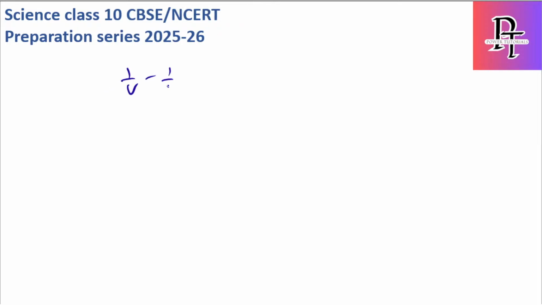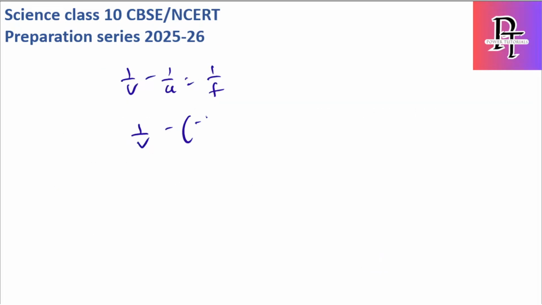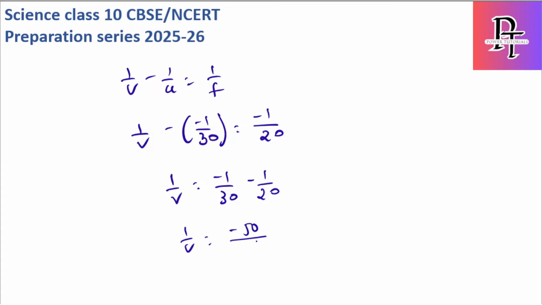1 by v minus 1 by u is equal to 1 by f. 1 by v we need to find. The u value is minus 30, f is minus 20. So 1 by v is equal to minus of minus, this becomes plus. If this moves to the right side, it becomes negative again. So minus 1 by 30 minus 1 by 20. So 1 by v is equal to minus 50 by 600. So 12 fives are 60. So the v value is minus 12 centimeters.